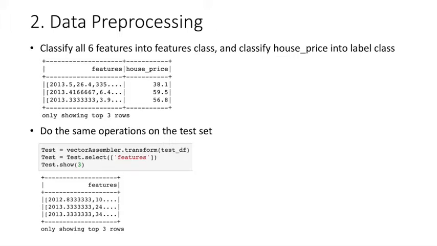Now we use the following operations to combine all 6 features into a features column and to put the house price into a label column. Given that the test data don't have labels, we only need to combine all 6 features into the features column.